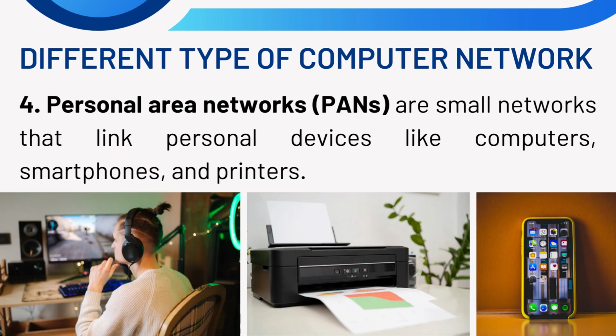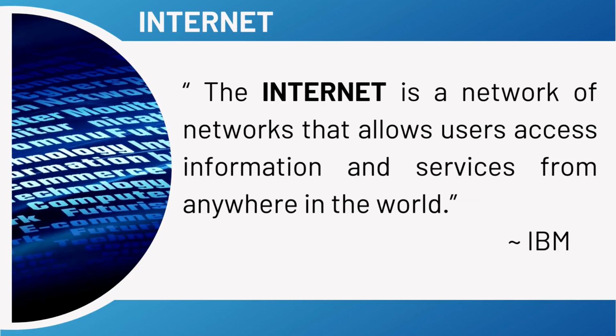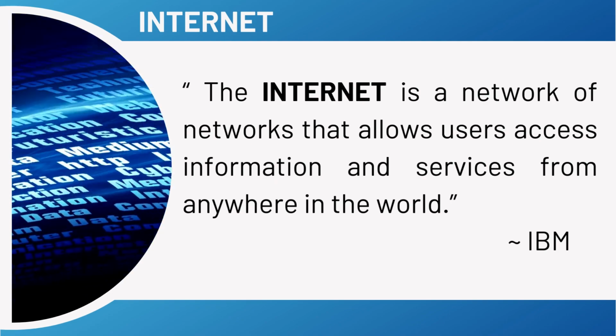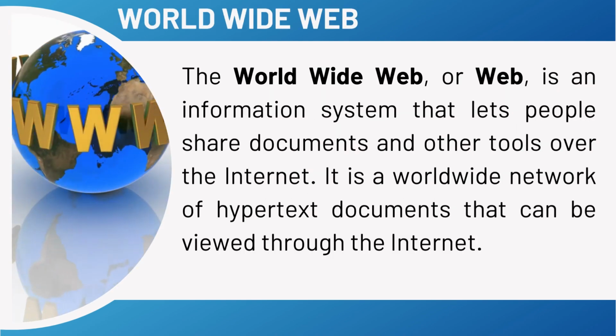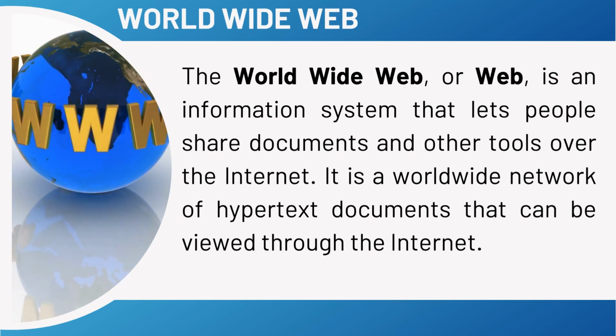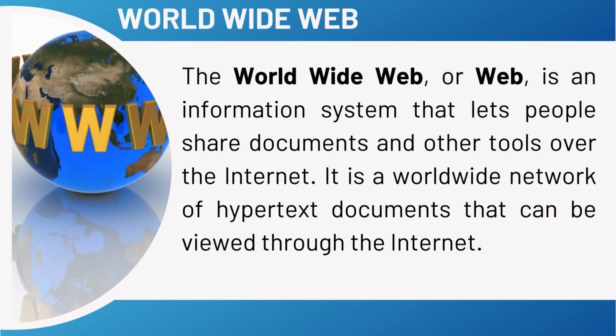4. Personal area networks, PANs, are small networks that link personal devices like computers, smartphones, and printers. Computer networks are used for file sharing, printing of documents, Internet access, email, video conferencing, and games. The Internet, as defined by IBM, is a network of networks that allows users to access information and services from anywhere in the world. The World Wide Web, or Web, is an information system that lets people share documents and other tools over the Internet. It is a worldwide network of hypertext documents that can be viewed through the Internet.